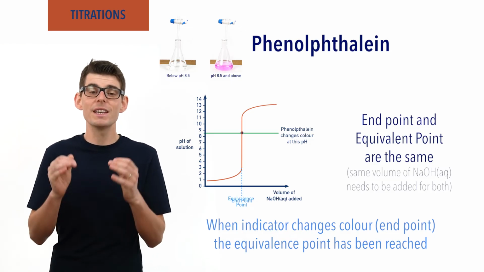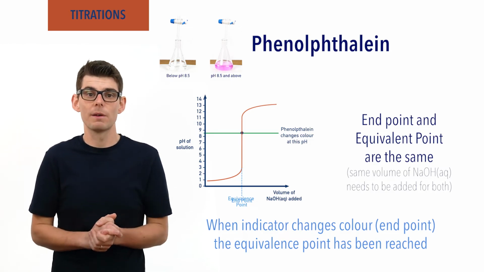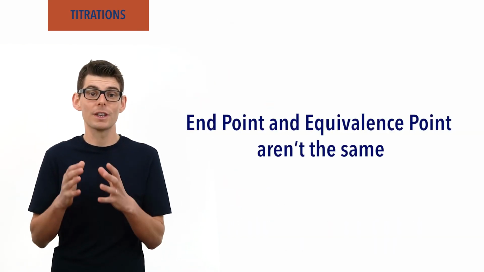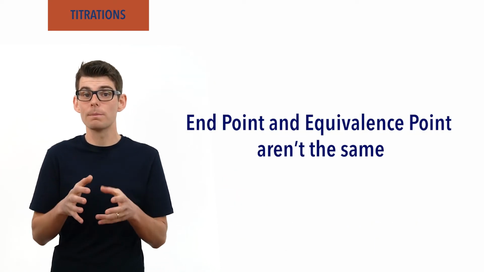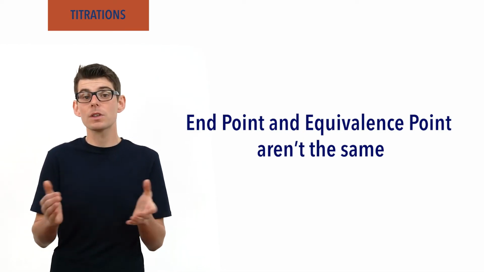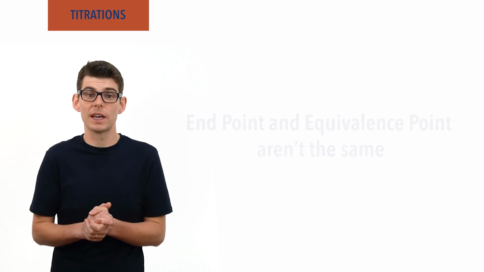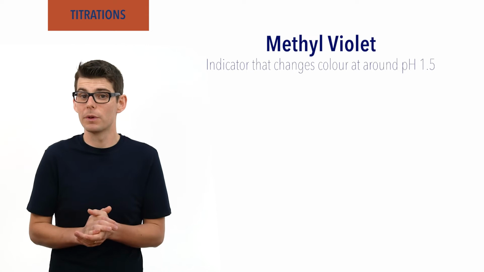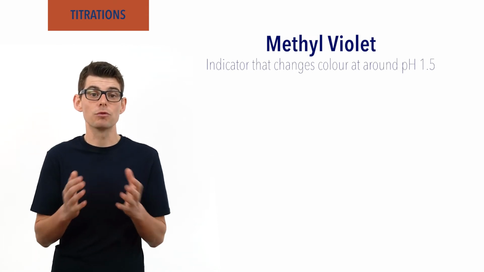It is really important to understand, however, that the endpoint and equivalence point are separate and not connected. We just want them both to occur at the same time in a titration. For example, if we were to use a different indicator here, such as methyl violet that changes colour at around pH 1.5, everything would be wrong.